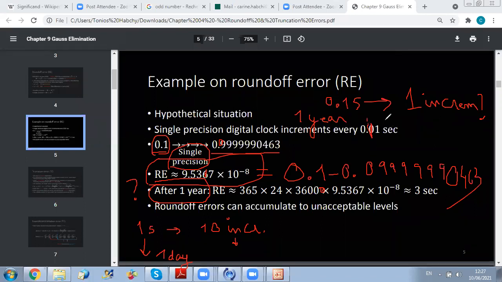In 1 year I have 365, which is the number of days, times 24, which is the number of hours in a day, times 3600, which is the number of seconds in 1 hour. And then, since each second I have 10 increments, I then should multiply by 10. So it will be times 36,000. Okay. And then I multiply by the round-off error in 1 increment, which is 9.537 times 10 to the power minus 8.